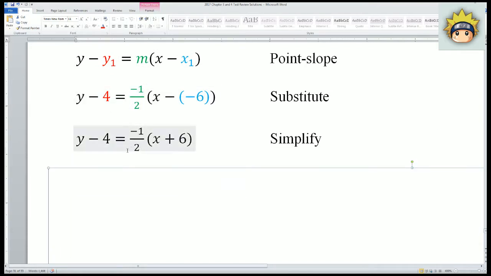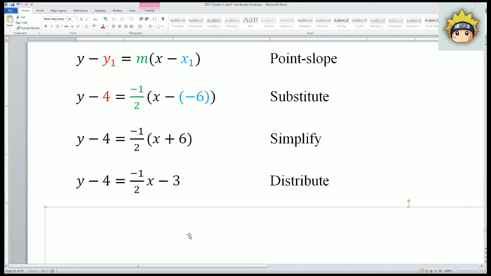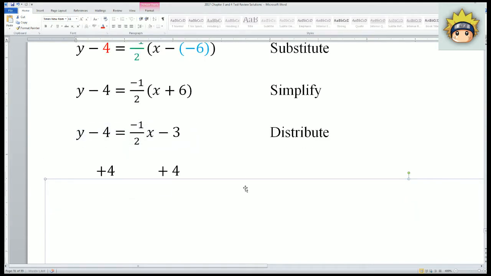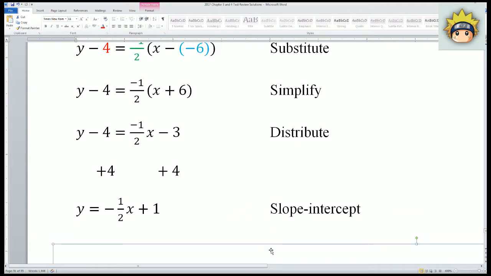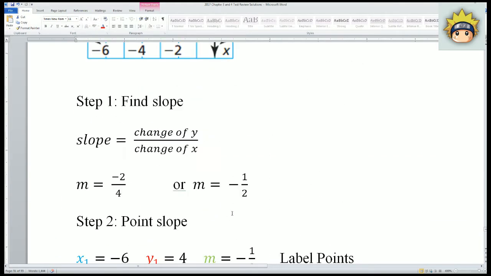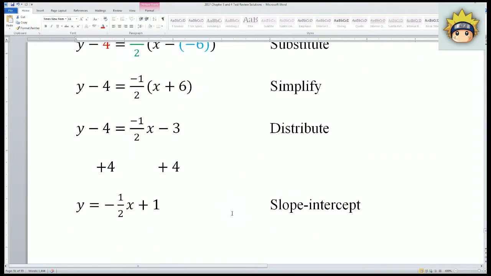Okay. I want to distribute the negative 1/2 to everything on the inside. So negative 1/2 times x is negative 1 over 2 times x minus 3. Negative 1/2 times 6 is negative 3, because half of 6 is 3. Add 4 to both sides, then you should simplify to y equals negative 1/2 x plus 1. Alright, there you go. This is 51.